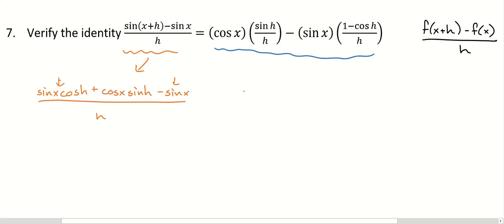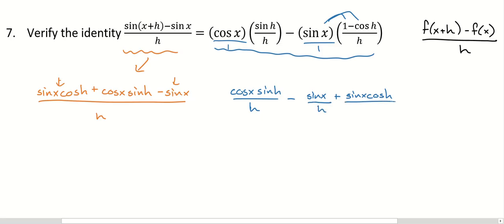So let's see. If I just try to clean this one up a little bit nicer, cos x sine h over h is what this turns into, because I'm just saying that's over 1, and I'm just multiplying. So I get a cosine x times a sine of h all over h minus, and I'm going to distribute this one in, because again, that's really over 1. And let's just see, we get a minus sine x, and then plus a sine x cos h. And that's all over h. So that was over h, and that was over h.